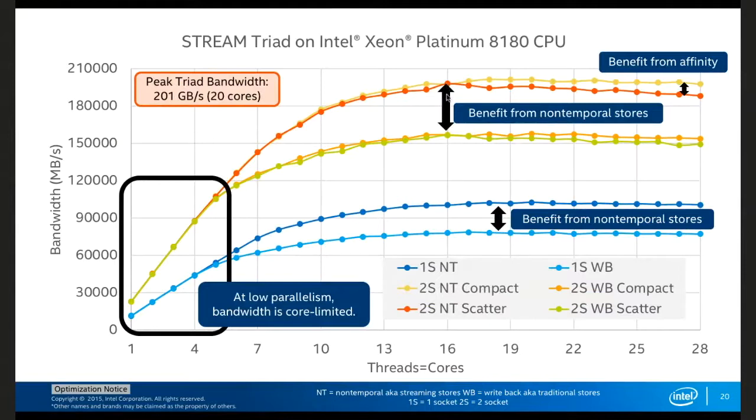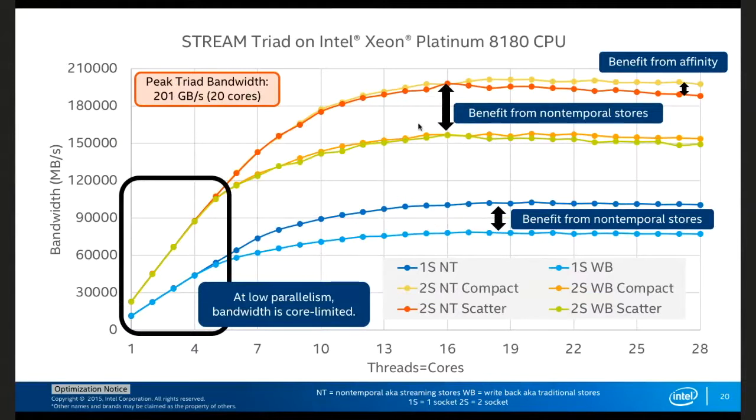We see a benefit of non-temporal stores that's rather significant. This is, of course, about 200, and this is about 160. So we're talking about a 10 or 20% difference from non-temporal stores, which, again, in this workload are generated by the compiler. We see the same benefit.